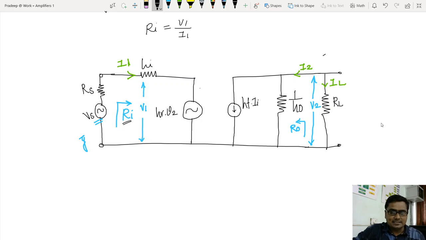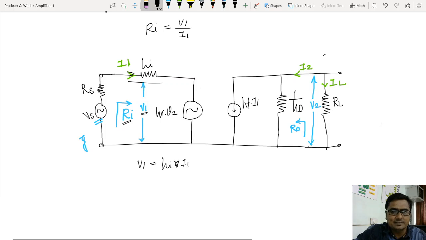So at the input side, just observe the input side and check what I am writing. I am writing V1, that is the input voltage, is equal to Hi multiplied by I1. That is, I am talking about this voltage. Now let me write down Hi multiplied by I1. Okay, let me rub this as it's a small mistake. Okay, Hi multiplied by I1 plus Hr V2.